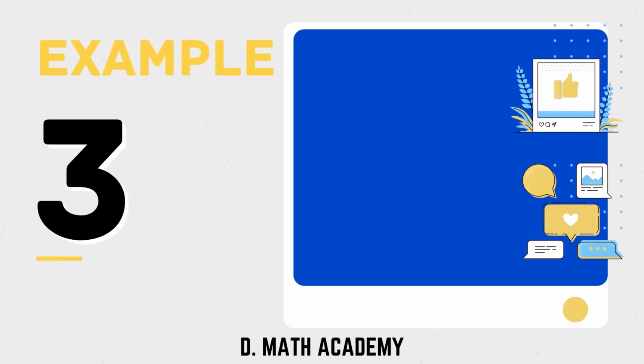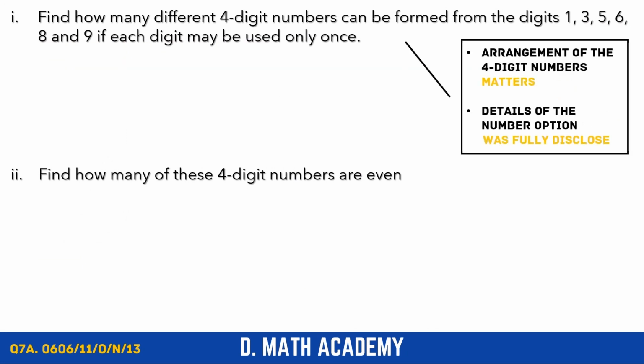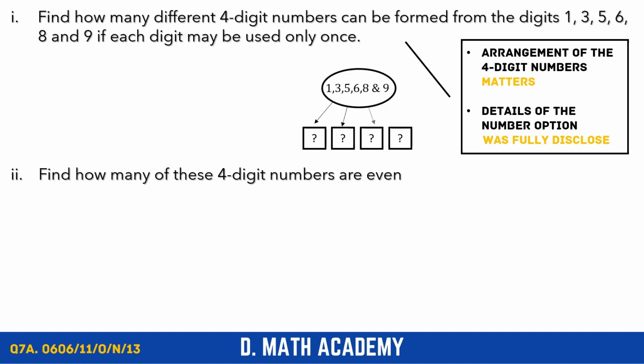Moving on to the next example, find out how many different 4-digit numbers can be formed from the digits 1, 3, 5, 6, 8, and 9. So again, ask yourself 2 questions. For sure, the arrangement of the 4 digits matters, and they already give you the full list of numbers that you can choose from. So this question will automatically be considered as nPr. For number options, we have 6 of them and we select 4. So 6P4 equals 360.